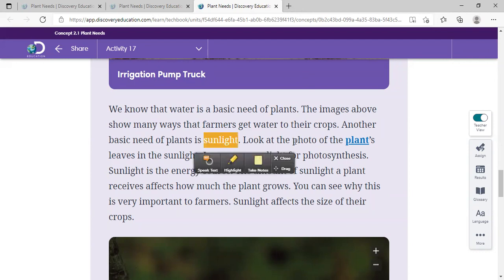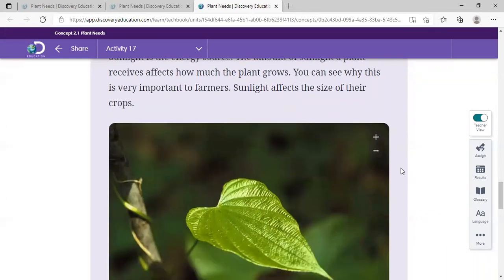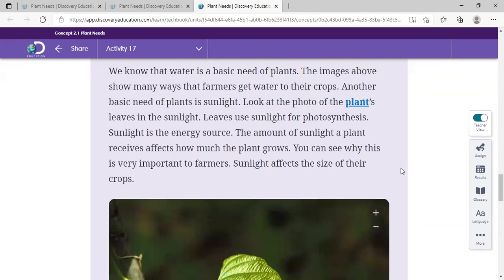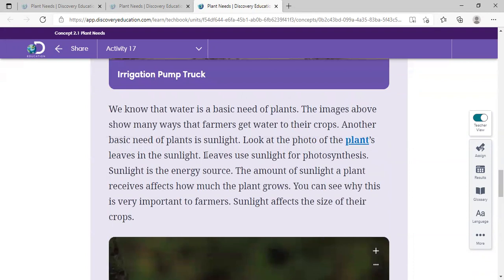This is a major thing that the plants need. Look at the photo of the plant's leaves in the sunlight. Look at this picture. Can you see how the plant leaf looks in the sunlight? It looks bright and it looks alive. Okay. Leaves use sunlight for photosynthesis. Do you remember the chlorophyll in the chloroplast? Sunlight is the energy source.